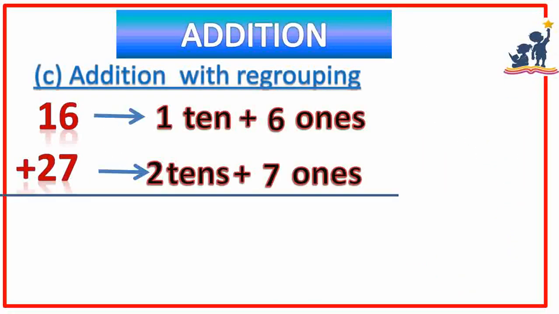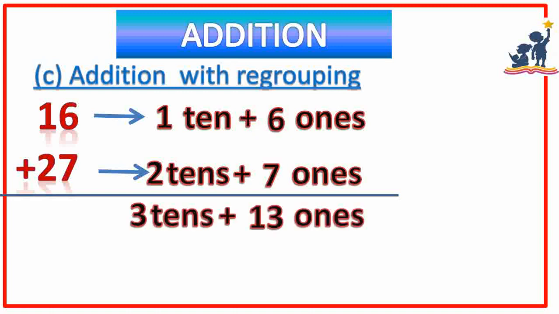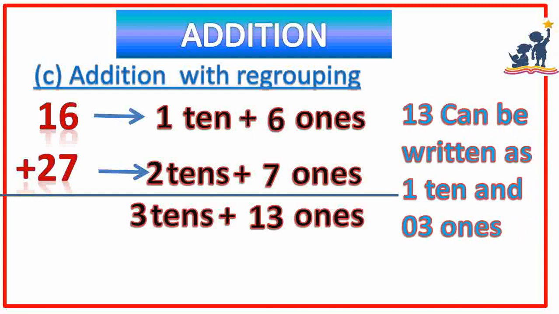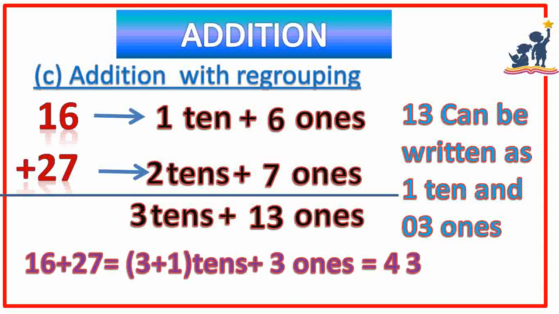C, addition with regrouping. Here 16 plus 27. 16 can be written as 1 ten plus 6 ones. And 27 can be written as 2 tens plus 7 ones.